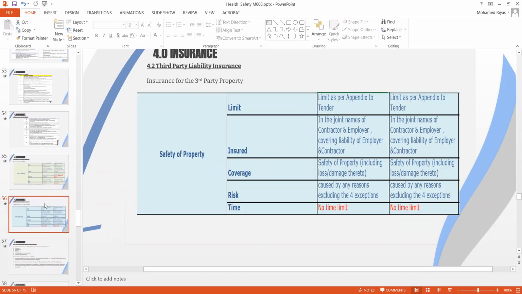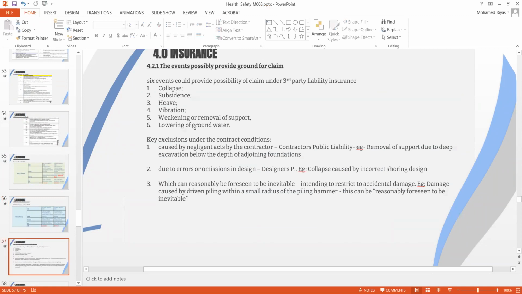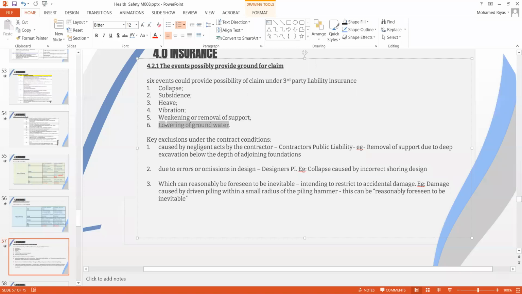But what we can see here is that there are specific six categories which could cause damage to third party property or third party persons, including the people at site. These are the six categories which could potentially result in a claim under third party liability insurance. First one is collapse. Second one is subsidence. Third one, heave. Fourth one is vibration. The fifth one, weakening or removal of support. Sixth one, lowering of groundwater. These are the six possible categories which could cause damage to third party property or third party persons, including the people on site. Other than that there are many more, but these are the six possible general events that could result in a claim.